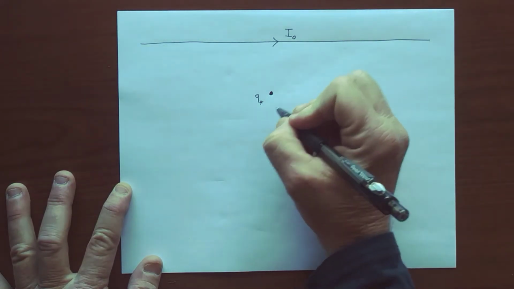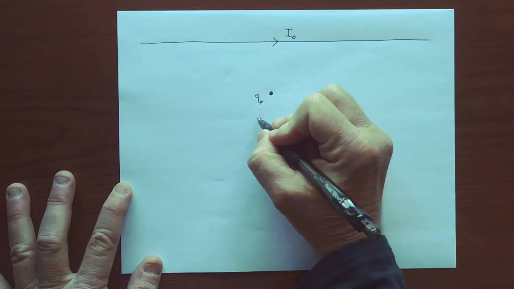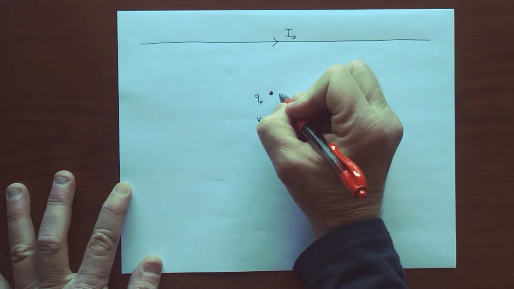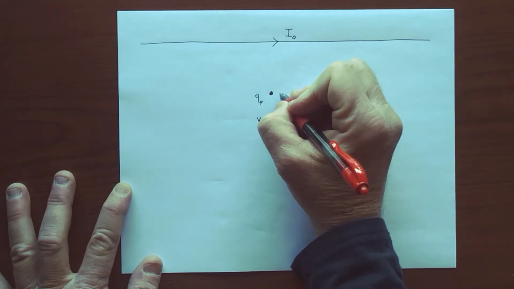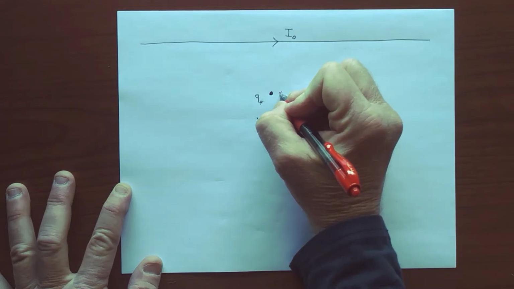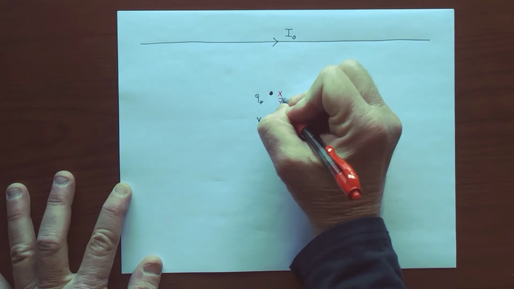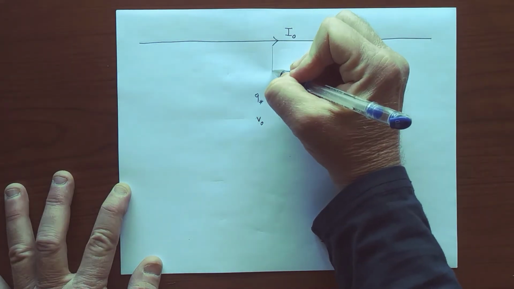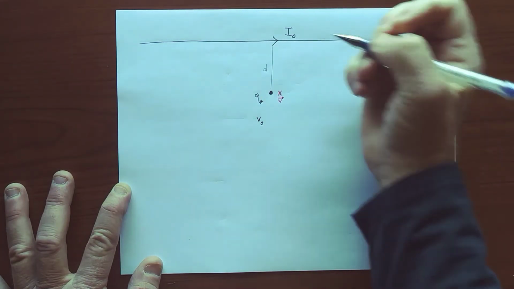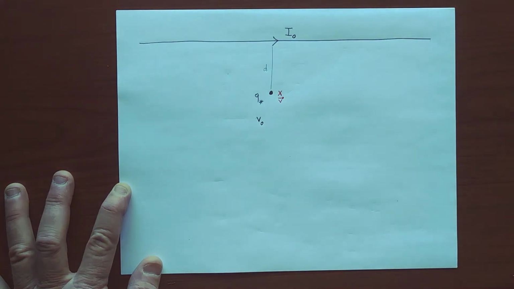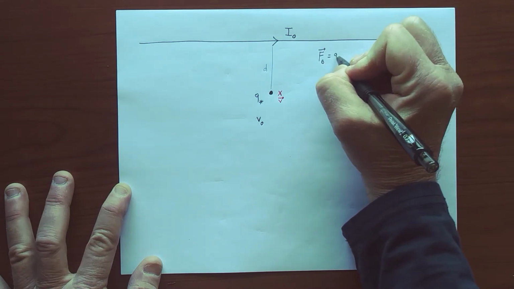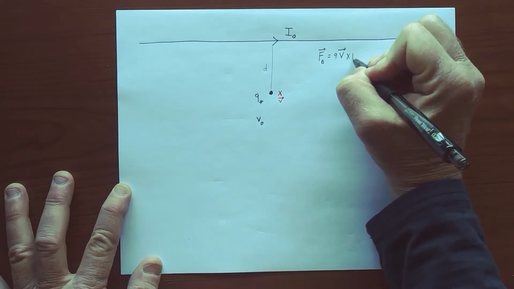with a speed v naught, let's say, into the board. So the charged particle is right here, and it has a speed which is at the back of the arrow, right? So that represents the velocity, and it's at a distance, let's say, a distance d from the wire, the infinitely long wire, and we want the magnetic force on the particle, which of course is the QV cross B.